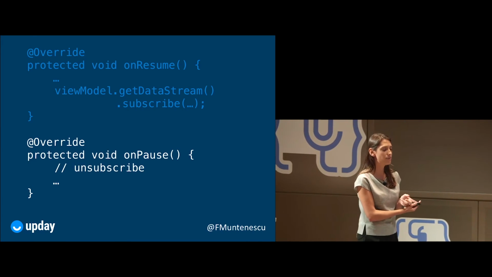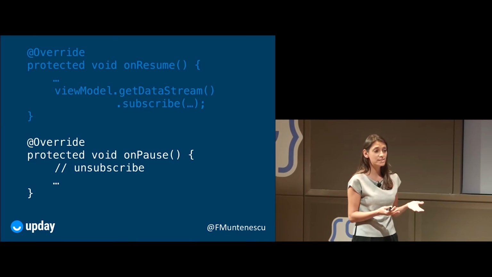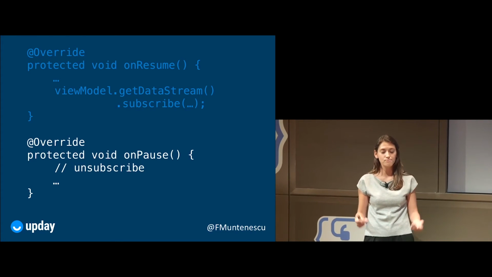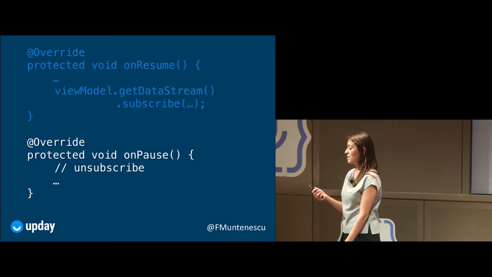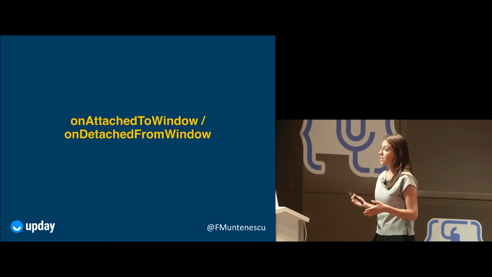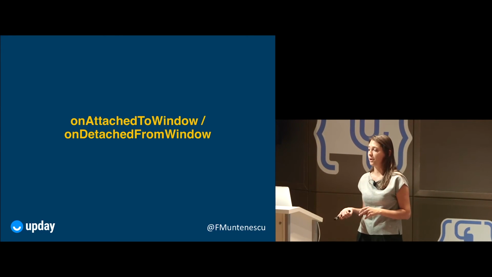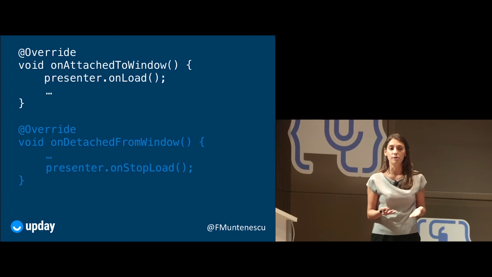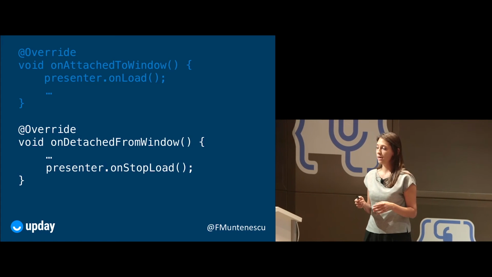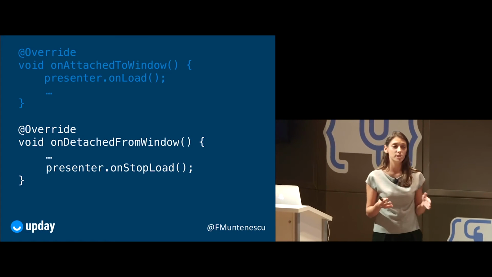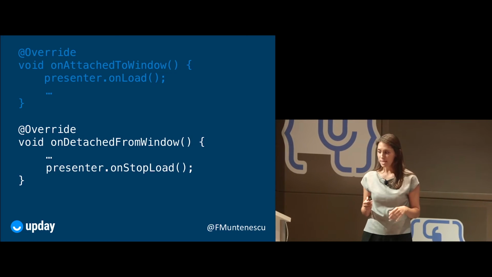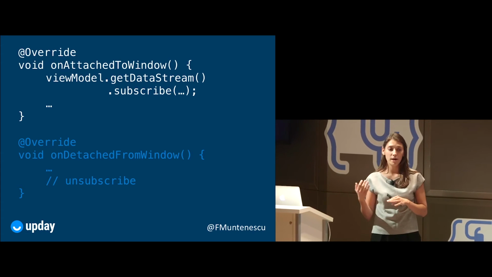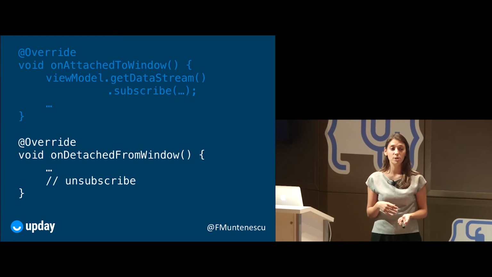But this applies for activities and fragments. What do we do if we have views? The views don't have onResume and onPause. Well, the answer is pretty simple. We just use onAttachedToWindow and onDetachedFromWindow. On attach to window, we call presenter onLoad, the initialization method, and then on detach from window, presenter onStopLoad. Similar for MVVM, we would call viewModel subscribe, and then on detach from window, unsubscribe.